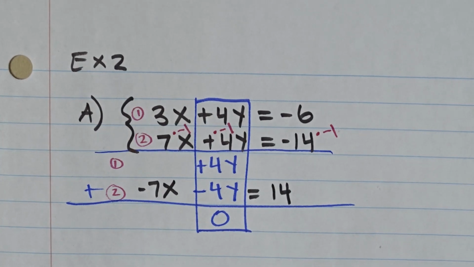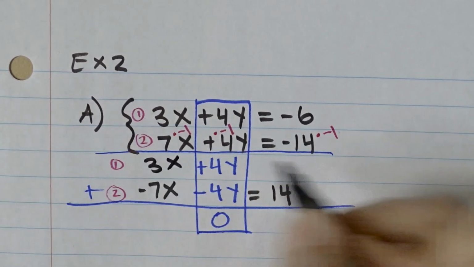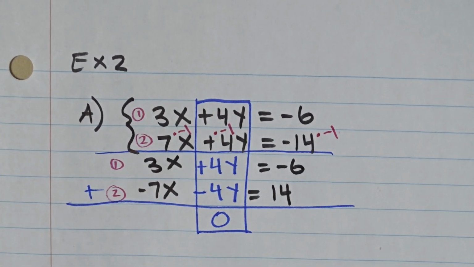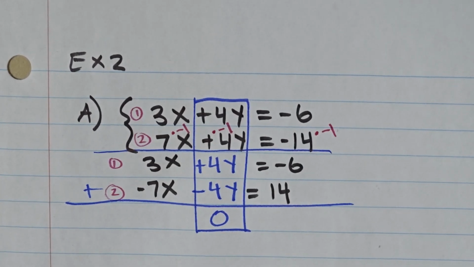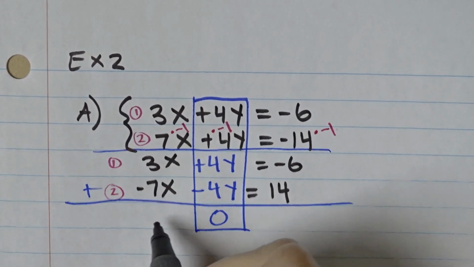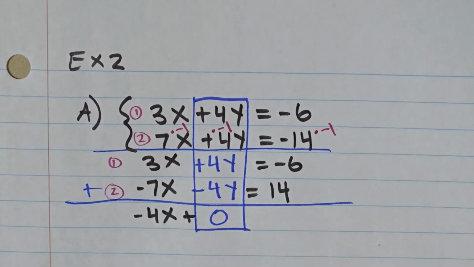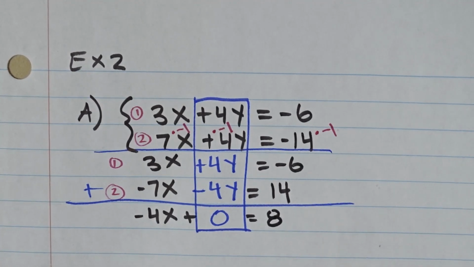And since nothing needed to change in that first equation, it's going to stay the same. 3x is still there, and negative 6 is still there. Okay, so now I'm ready to add up my two new equations. 3x, take away 7x, is negative 4x. Negative 6 plus 14 gives me 8. Now I only have x's in my equation. Focus on solving for x.